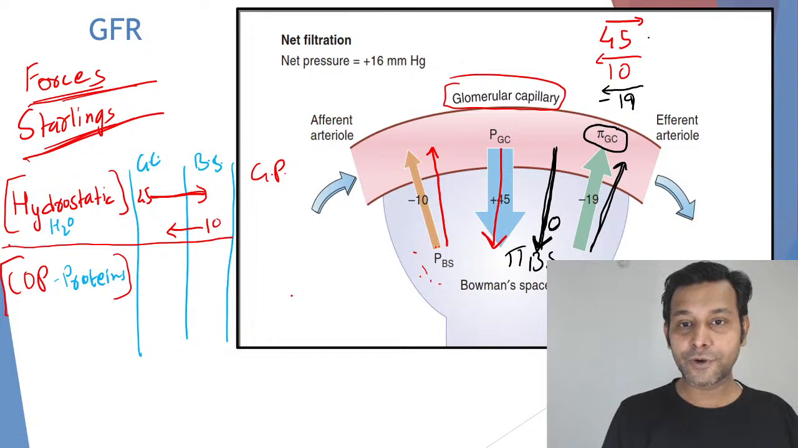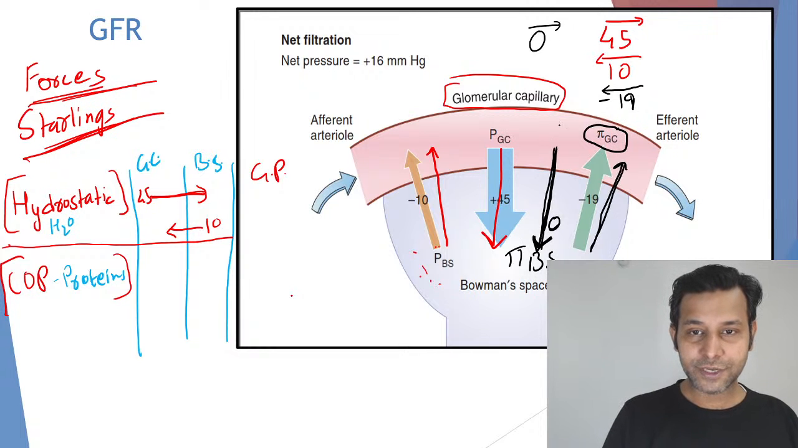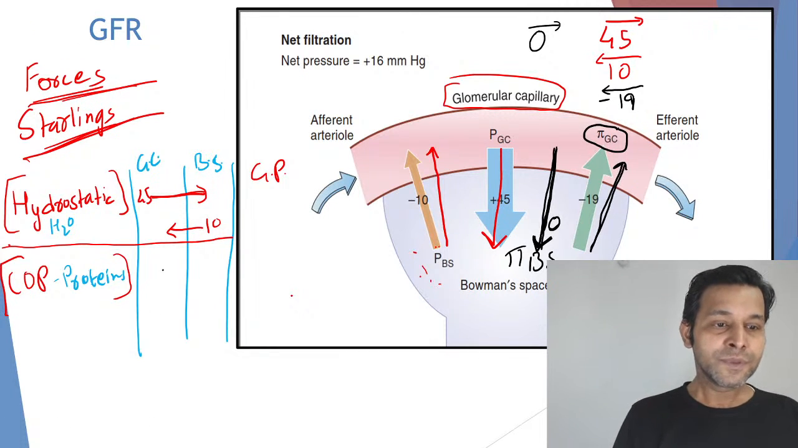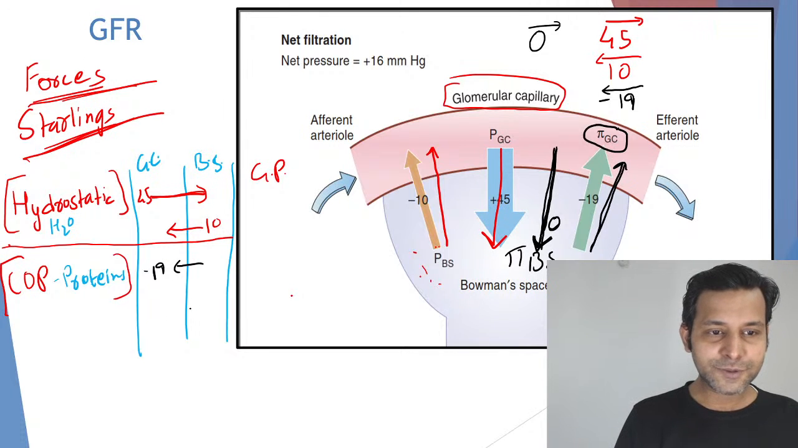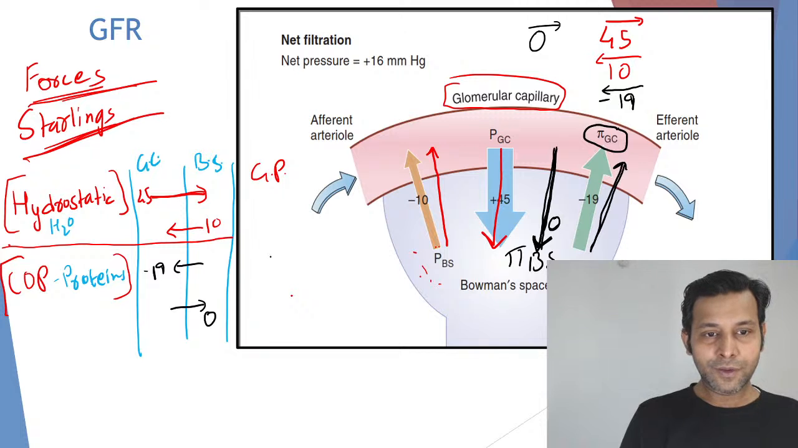So I'll write down here 45 and 0 also in this direction, because it is the direction from glomerular capillary to Bowman space. So let me just write down the things here also. The COP of plasma proteins is 19, which pushes the filtrate in this direction, and we have Bowman space pressure, which is 10 mm of Hg, which is pulling in this direction. So two arrows in one direction and two arrows in the other direction. Let us just do those calculations here.